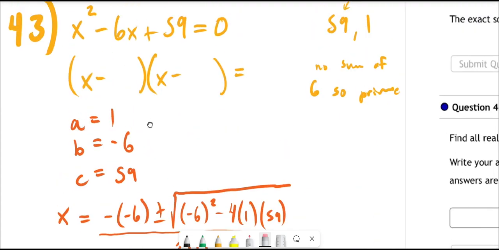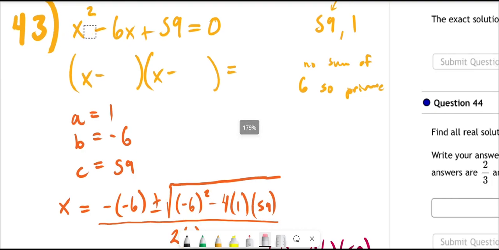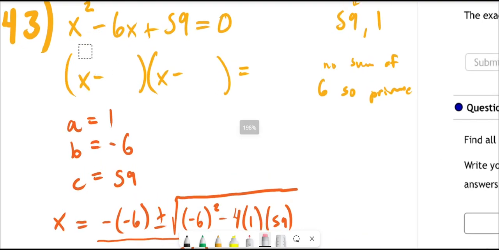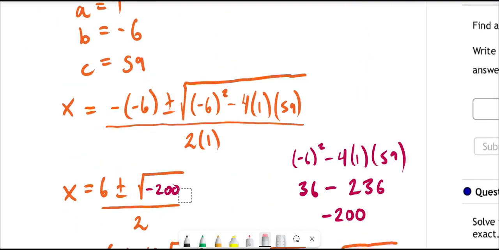So we set up our quadratic equation. We have a, b is negative 6, and c is 59. That a was a 1. There's no coefficient appearing in front of this term, which means it's a 1. So plugging those things in, we get the following.